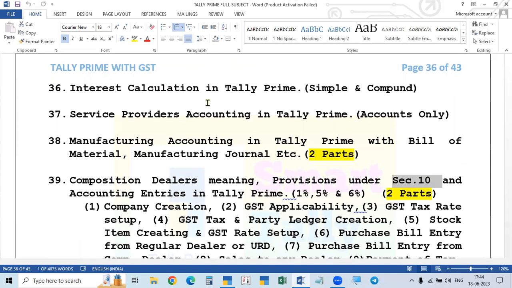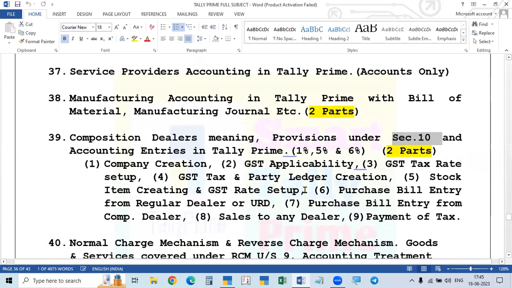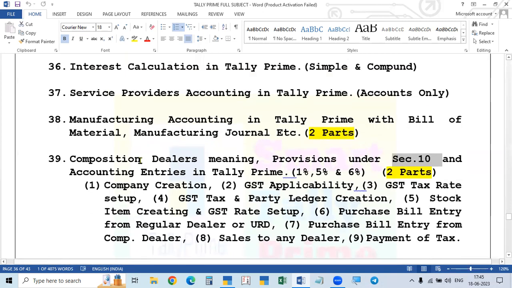In addition to that, there is one more type of dealer in this composition scheme. They are called restaurants. Restaurants should not serve liquor. Those serving liquor cannot come under the composition scheme. Restaurants not serving liquor can register under the composition scheme. So traders, manufacturers, service providers, and restaurants: these four types of people can register under the composition scheme.